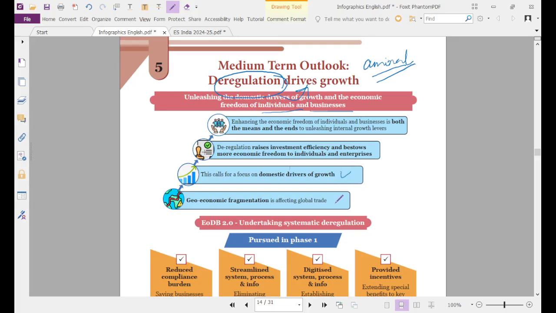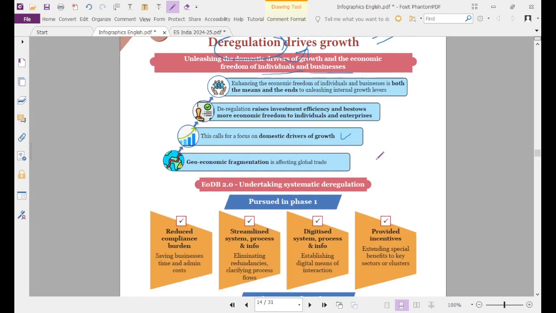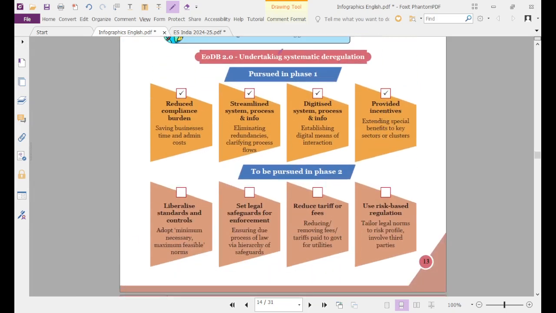Geoeconomic fragmentation is affecting global trade, thus this is a need of the hour that is being observed and put forth. Also, the undertaking of deregulation is to be done in different phases. It has been observed in two phases. First, reduce the compliance burden, then streamline the processes by creating single window clearance systems, eliminating redundancies, clarifying the process flows, all that. Then digitize things for online, and provide incentives for sectors and clusters. And in the second phase, what we can do is liberalize the standards and controls.